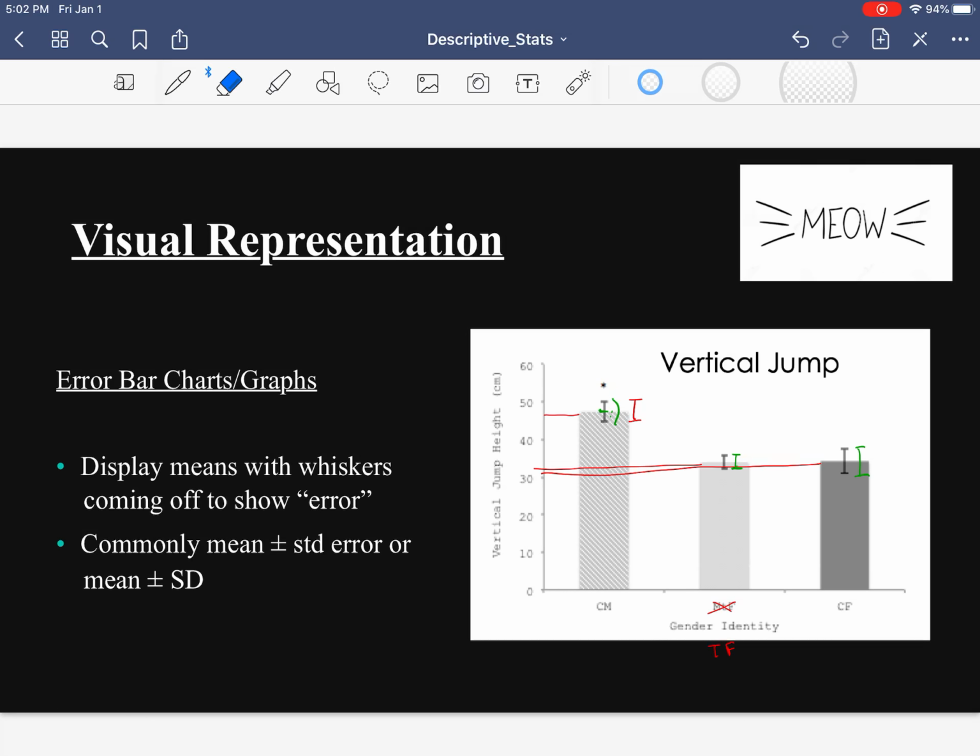So a nice visual representation, and these are sometimes called whiskers. In addition to showing us the mean, which is where the bar comes up to, it shows us the variance around that mean. It shows us what one standard deviation around that mean is. A wider whisker tells us there was more variation. A smaller whisker tells us there was less variation. Fantastic.